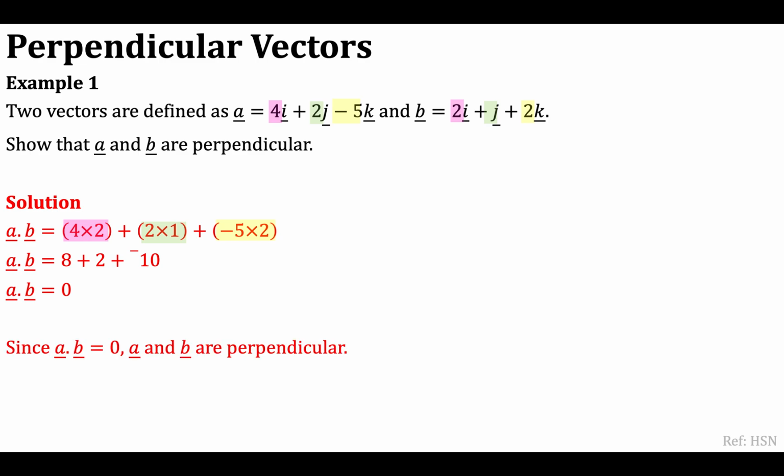We need our communication then. So since A dot B equals 0, A and B are perpendicular as required. So just now it would be a good time to pause the video and take this example down in your notes and then come back for example 2.